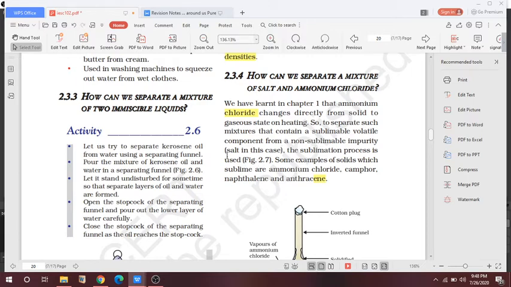This process is used for ammonium chloride, camphor, naphthalene and anthracene. All these mixtures we separate by the process of sublimation, where we provide heating and they are converted into the gaseous state from the solid state.